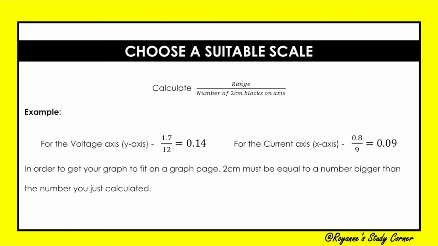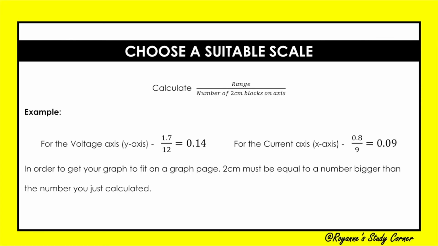Now, what does this mean? How does this help us? It means that in order to get your graph to fit on the graph page, every 2 centimeters must be equal to a number that's larger than the number that you just calculated. You just calculated 0.14 here, which multiplied out gives 1.4, 2.8, which we know is not a good interval, but we're saying that this is the minimum in order for our entire graph to be able to fit here. So if we know that this is the minimum, it means that we have to choose a scale that is larger than this for our graph to fit.